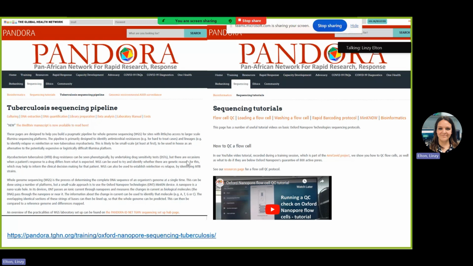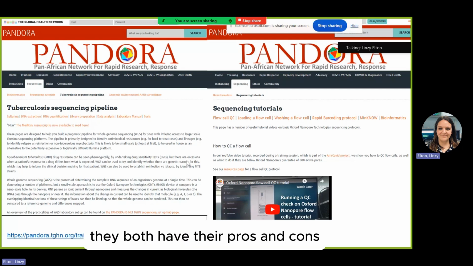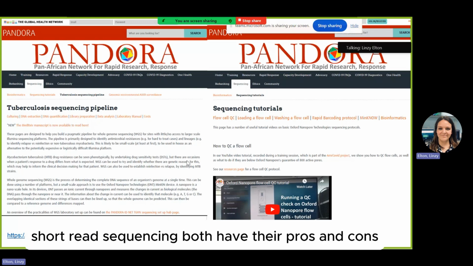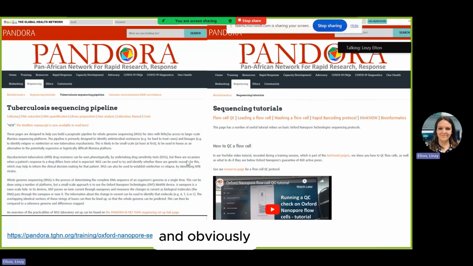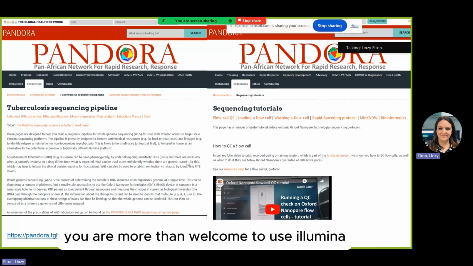So they both have their pros and cons, and obviously everybody thinks hybrid sequencing is probably the best, but then you have to sequence twice and it's twice as expensive. So long read and short read sequencing both have their pros and cons. And obviously you are more than welcome to use Illumina.